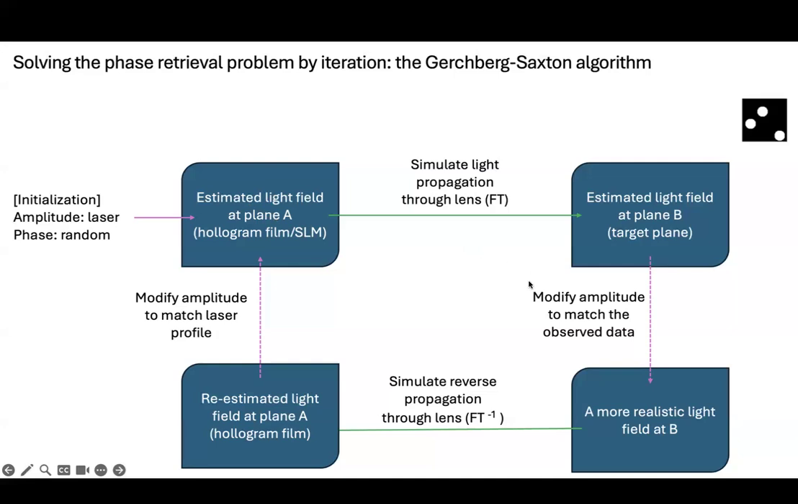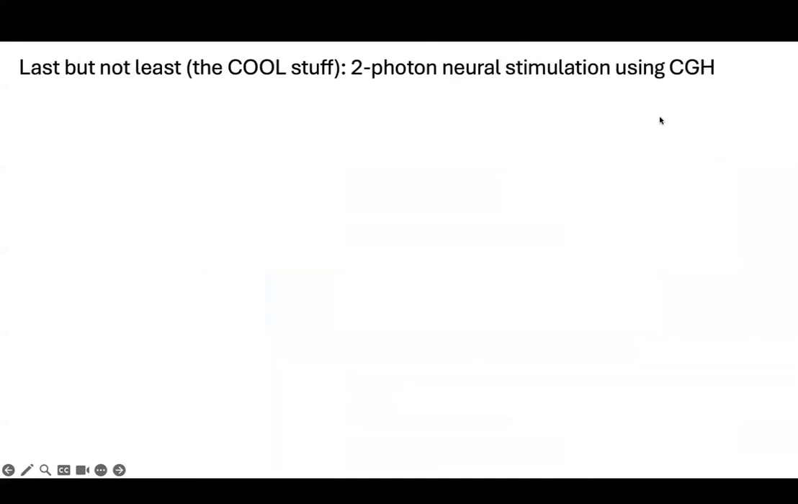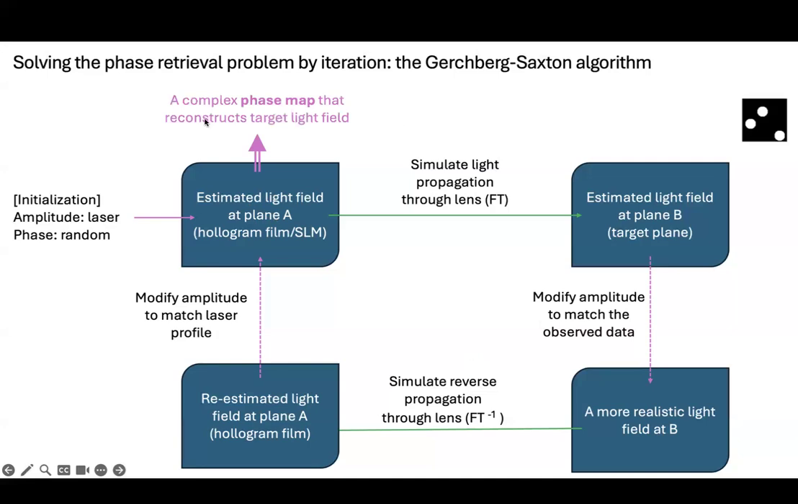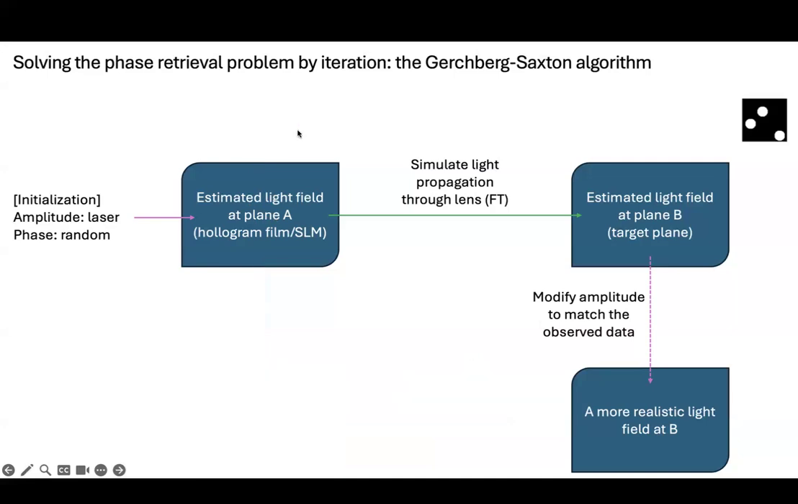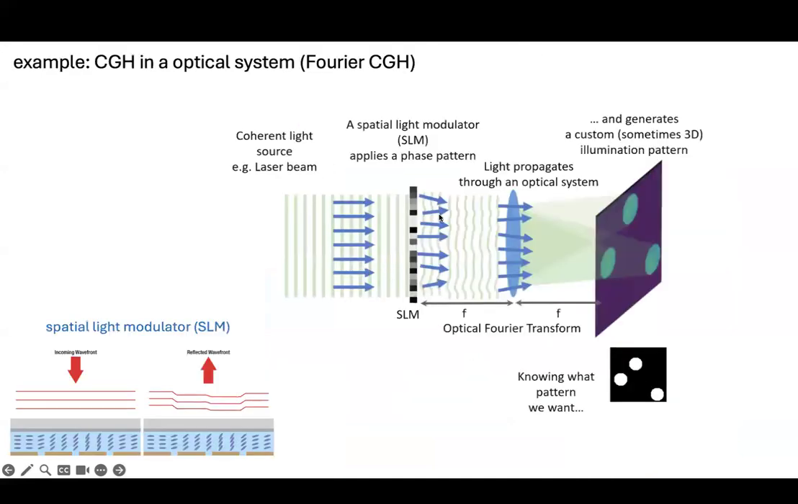So you continue this process for several loops, and the goal is ultimately to retrieve a phase map that reconstructs the target light field that represents your desired pattern, like the 3 little dots that I showed here. So now that you have this phase map, you can go back to show it on your SLM and illuminate this 3-dot pattern on your desired space.